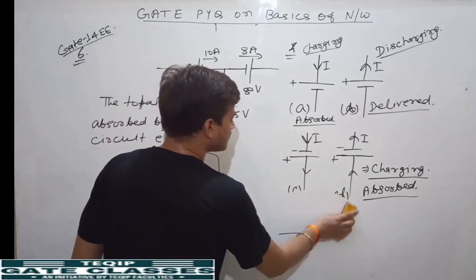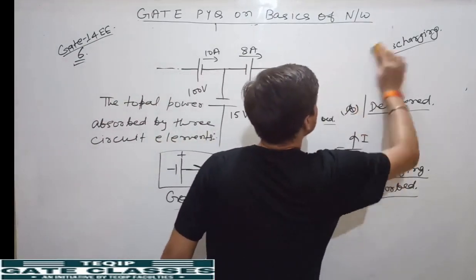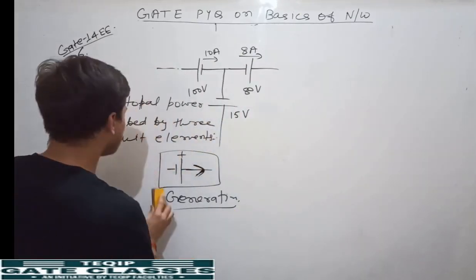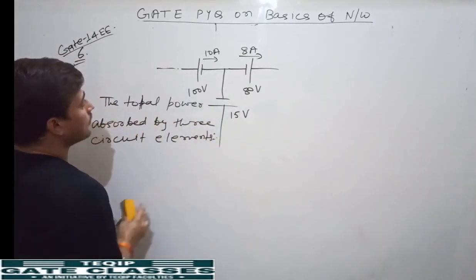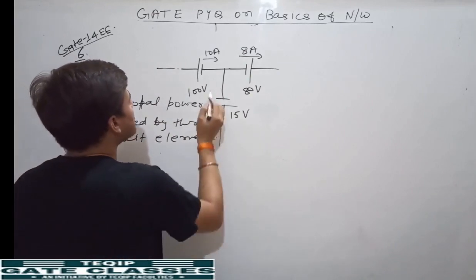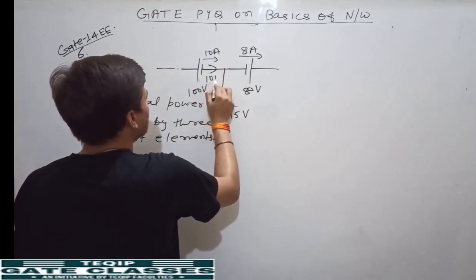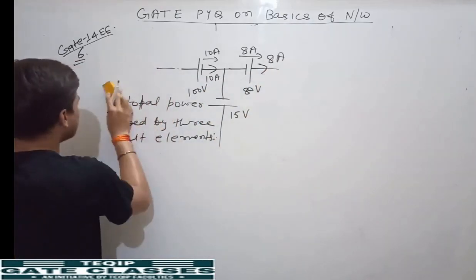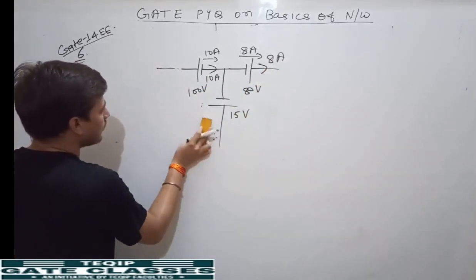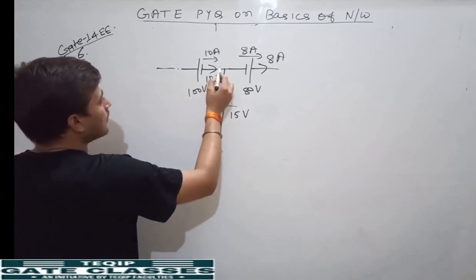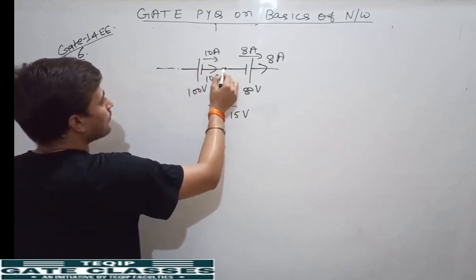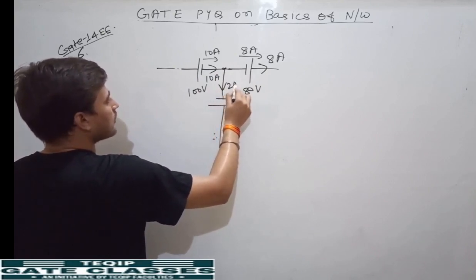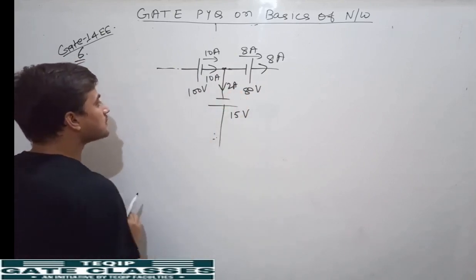So now come to the solution of this question. Here, this current is 10 ampere, this current is 8 ampere. So what will happen? At this node, 10 ampere in and 8 ampere out, that means 2 ampere of current is entering here.